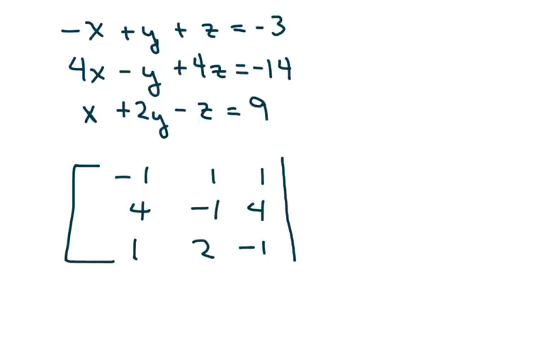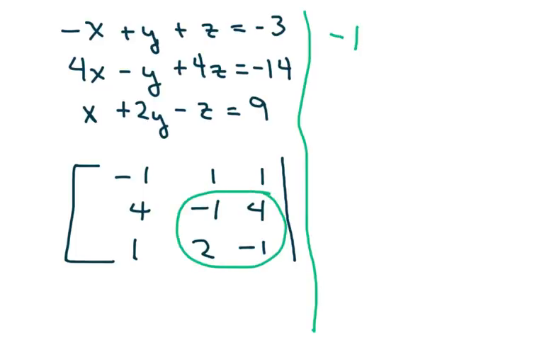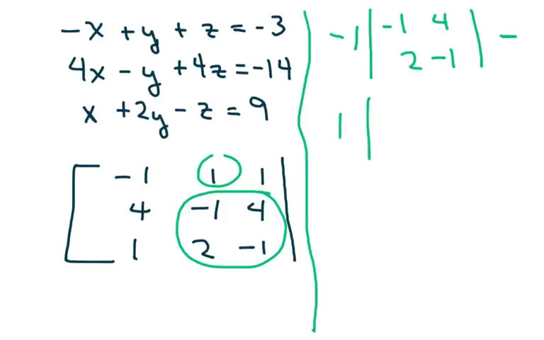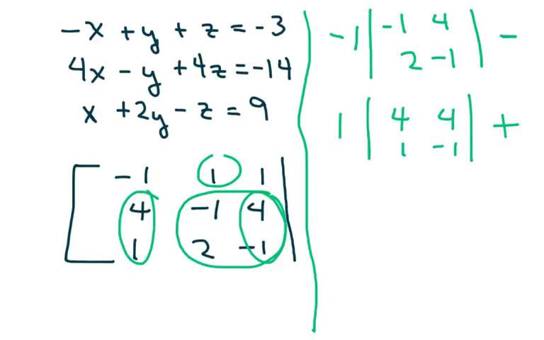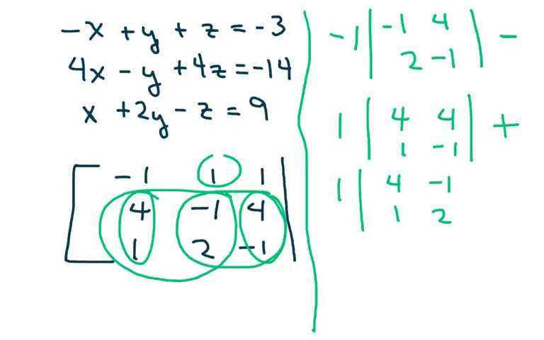Okay, so to evaluate this, I'm going to take -1 times the determinant of that, which is -1, 4, 2, -1, minus my 1 times my determinant of these pieces, which will be 4, 4, 1, -1, then plus 1 times that part, which would be 4, -1, 1, and 2.